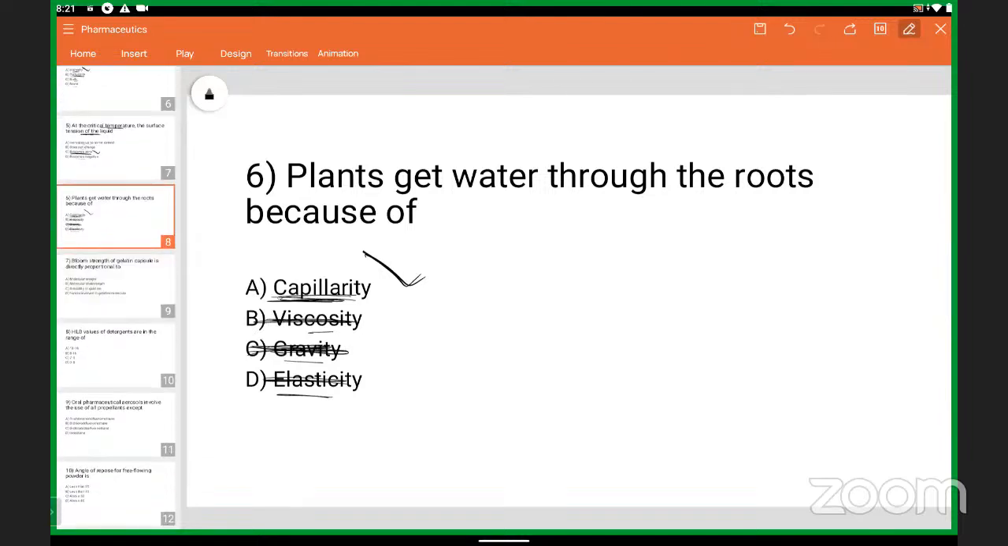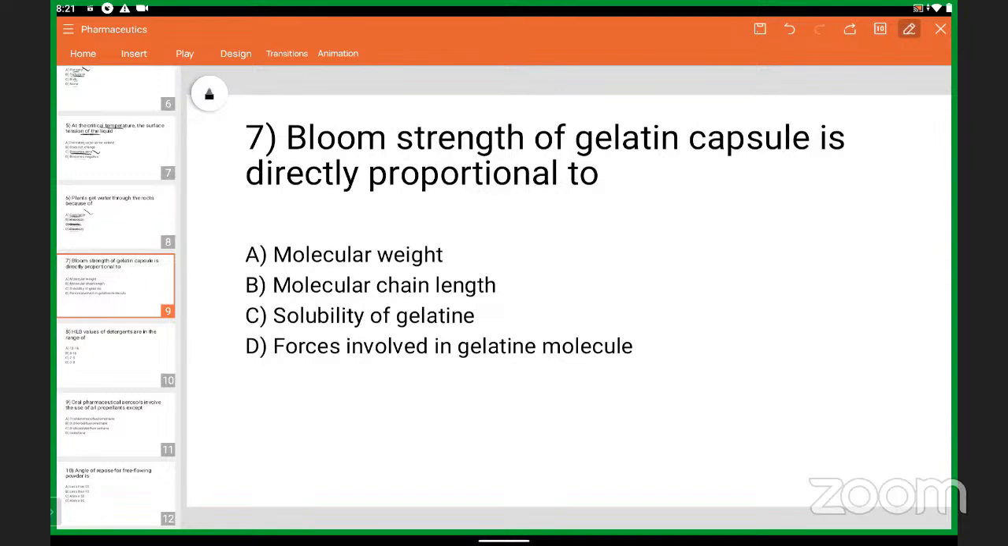Let's move to the next one. That is question number 7. The bloom strength of gelatin of the capsule is directly proportional to.